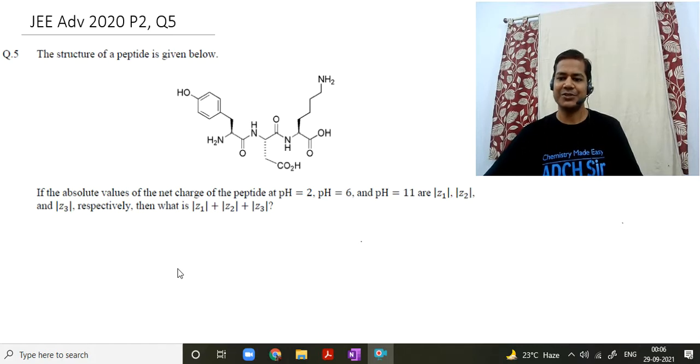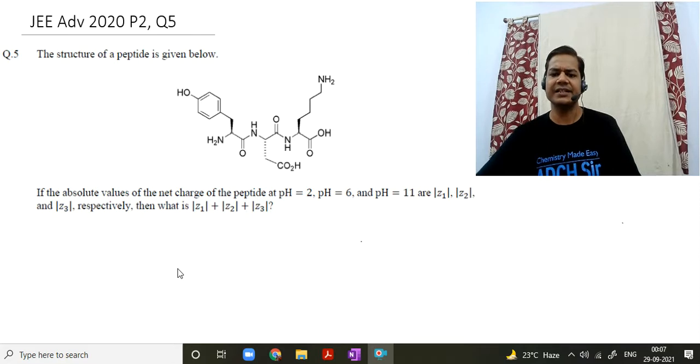Today I'll be posting a solution of an important question asked in JEE Advanced 2020. It's from the chapter Biomolecules and Polymers regarding peptides. We'll also apply an important concept of ionic equilibrium to solve this question. This is regarding the structure of a peptide that is given. It's a tripeptide having two peptide bonds.